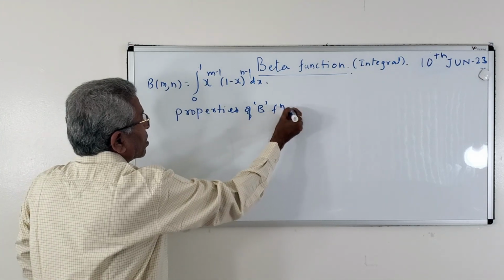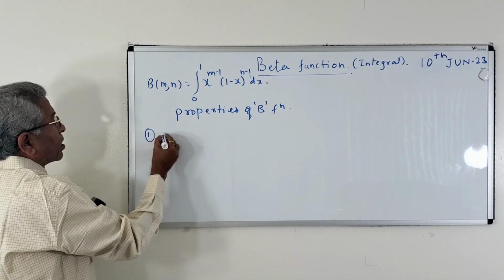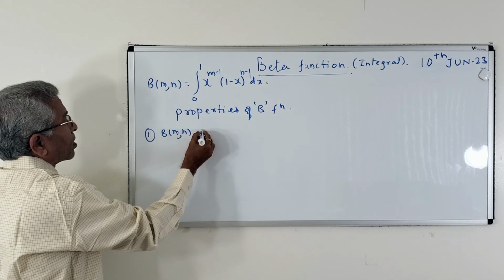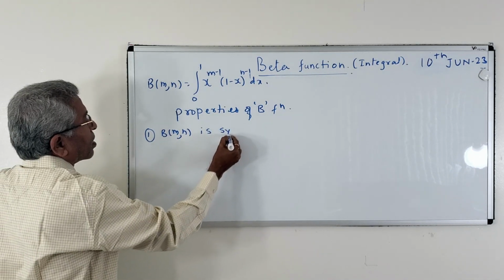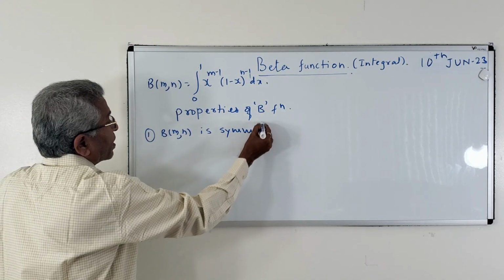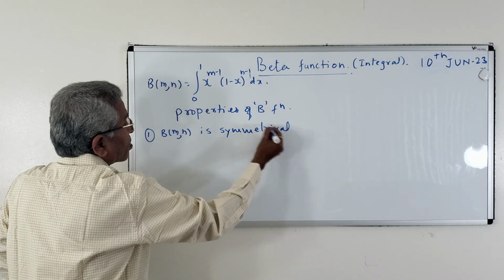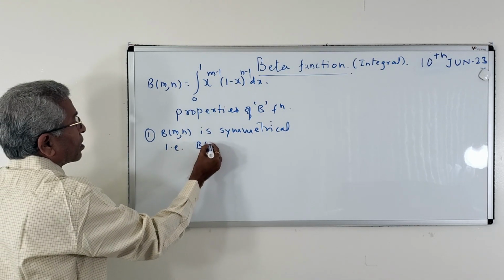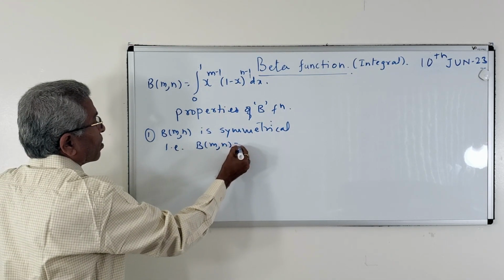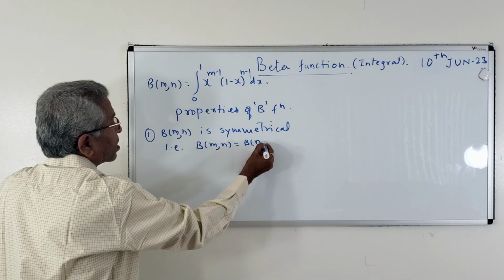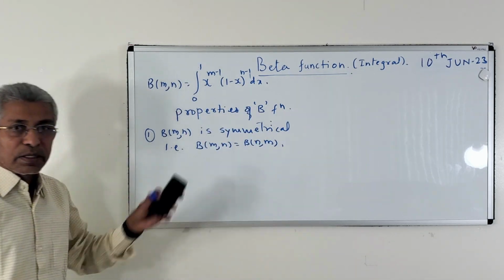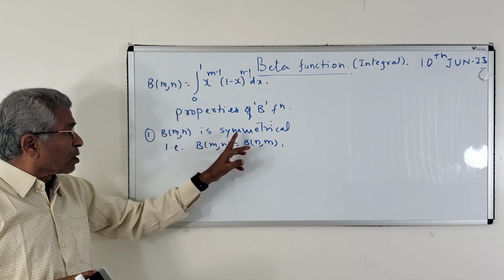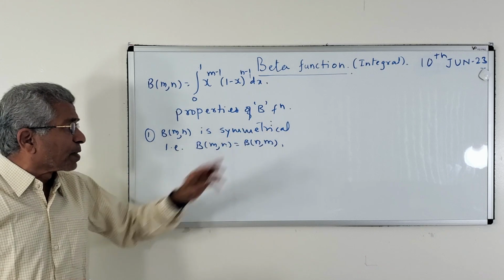Beta function. The first property: beta(m, n) is symmetrical. That is, m and n are interchangeable. Beta(m, n) is always equal to beta(n, m). That is the first property. M and n are interchangeable. Therefore, the beta function is called a symmetrical function.